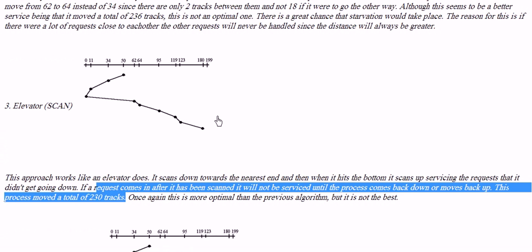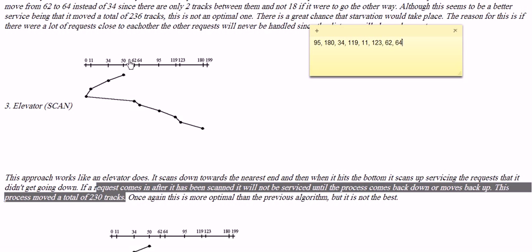So let's try to trace the algorithm here. We start all the time from 50, and we go down, like the real elevator. From 50, we go to the nearest one, which is 34, then the nearest one, 11. Then we go to 0, because we have the first one as 0 all the time. Then we move from 0 to the nearest one, which is 62, and then 64. From 64 we move to 95. From 95 we move to 119, from 119 to 123, and finally we move to 180, and this is the maximum.